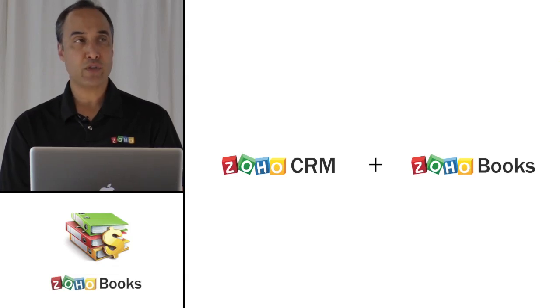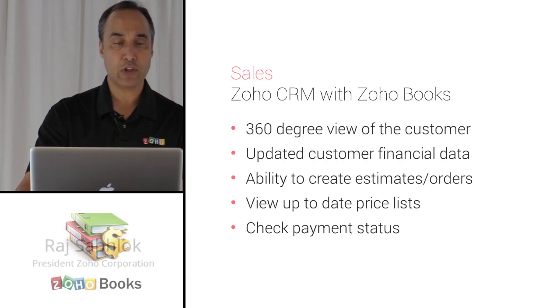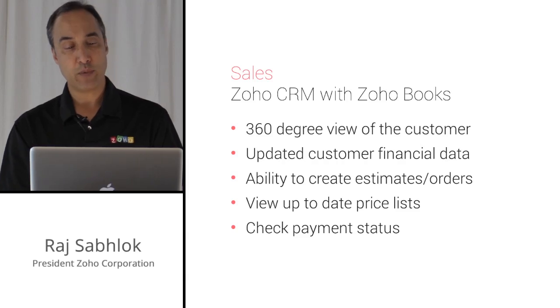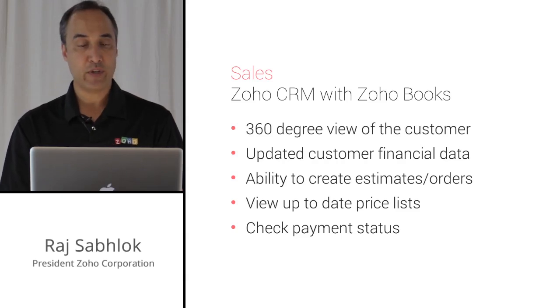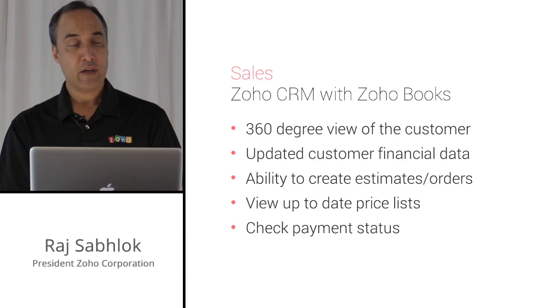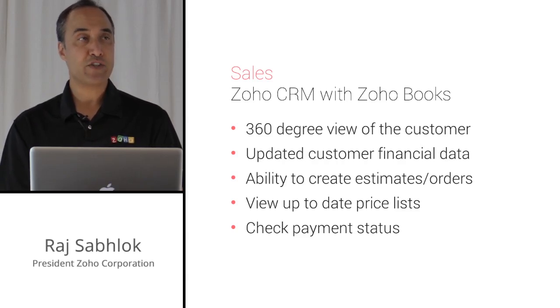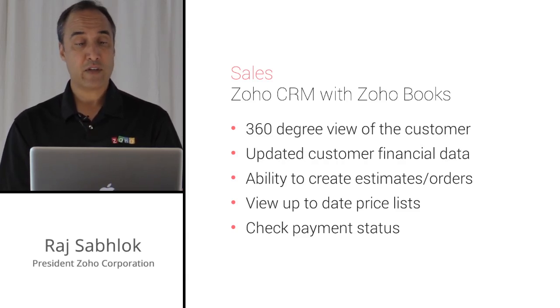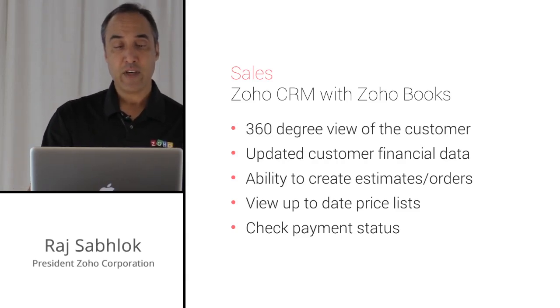The integration between the two can really go a long ways to breaking down the barriers between sales organizations and finance organizations. Let's take a closer look at what sales can gain from the integration between Zoho CRM and Zoho Books. First off, sales are now able to get a 360-degree view of the customer. Historically, a CRM user would have access to information such as the account name, the contact information, address, potentials, pipeline information, historical transactions, yet they didn't have access to customer financial data.